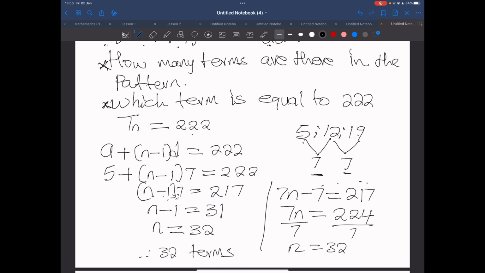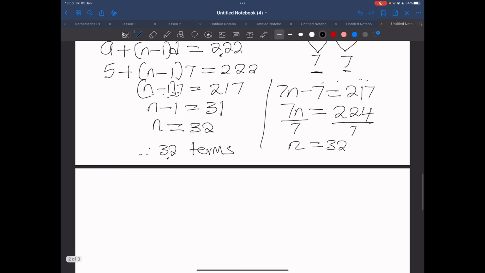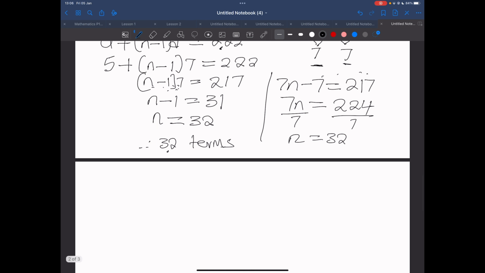So, meaning 222 is term number 32. So this is how we use the term n formula. We can use the term n formula to calculate the value of n, which term is that one. Now I'm just going to give another example of how to use the term n formula.